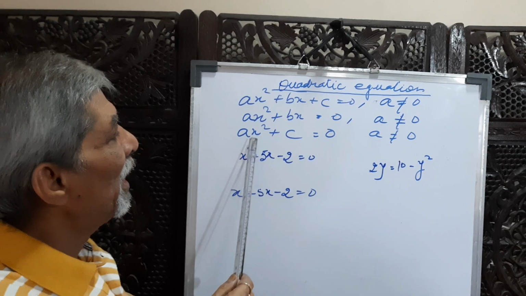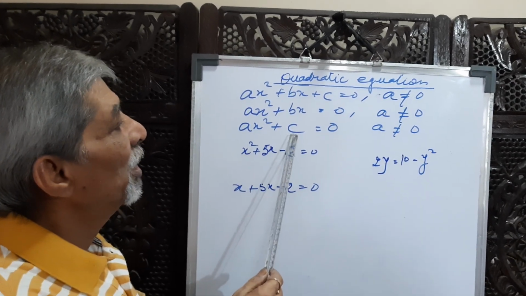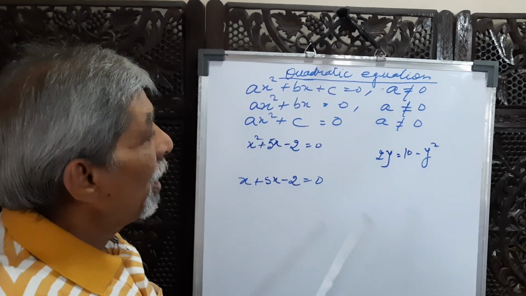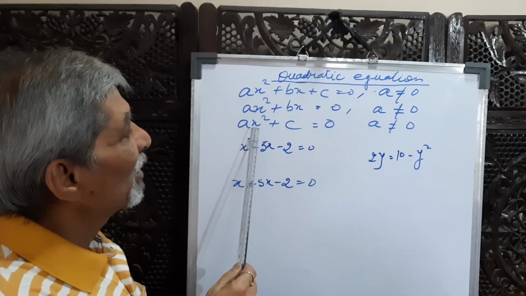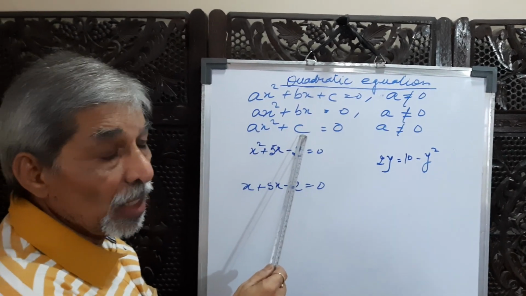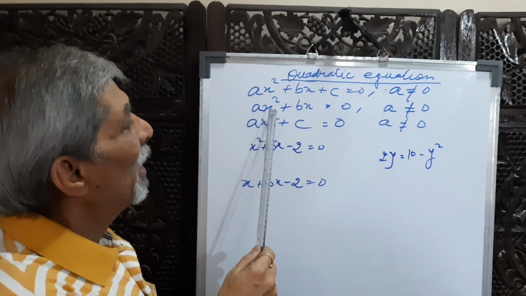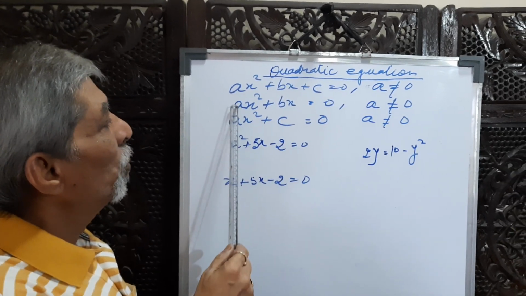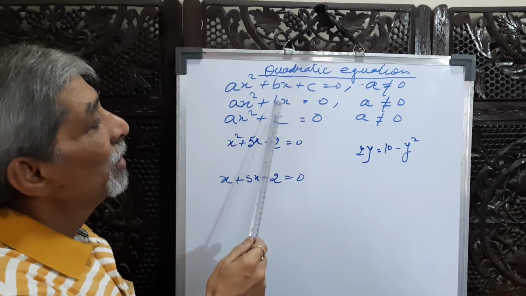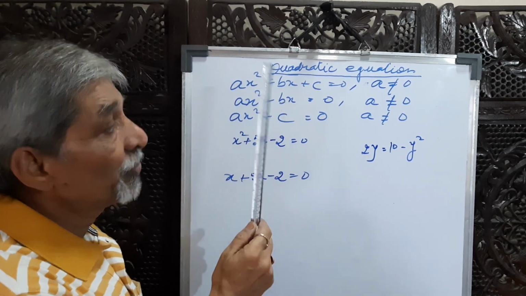Third form is ax squared plus c is equal to 0. A is the coefficient of x squared, c is the constant coefficient. Here ax squared plus bx, a is the coefficient of x squared and b is the coefficient of x.